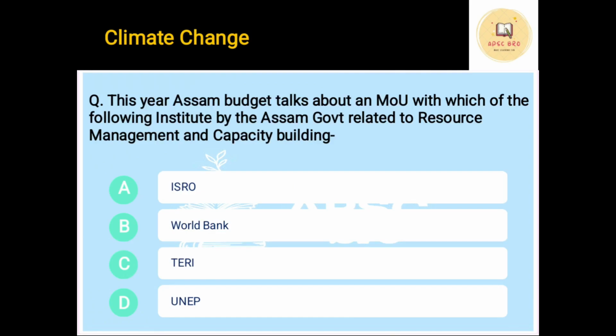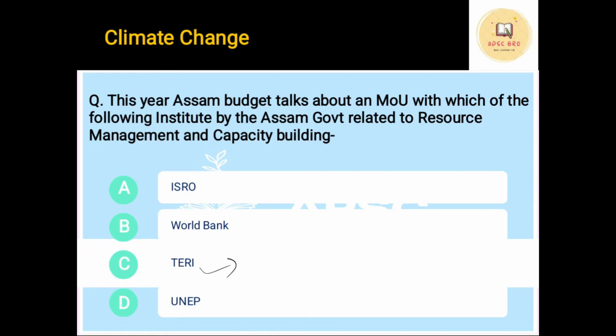Next question. This is regarding climate change. This year Assam budget talks about an MOU with which of the following institutes by the Assam government related to resource management and capacity building? Very important question. The options are ISRO, World Bank, TERI, the Energy Resource Institute, UNEP. So what is the answer? The answer is TERI. MOU has been signed with Assam government for resource management and capacity building. They can ask you in another way. They can ask you, recently an MOU has been signed between Assam government and TERI regarding which subject. So our subject will be resource management and capacity building.